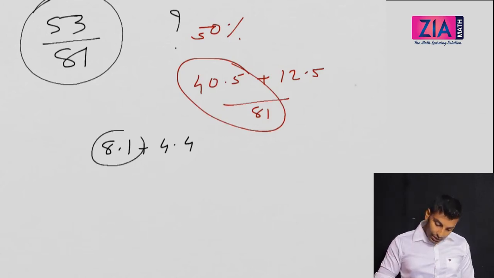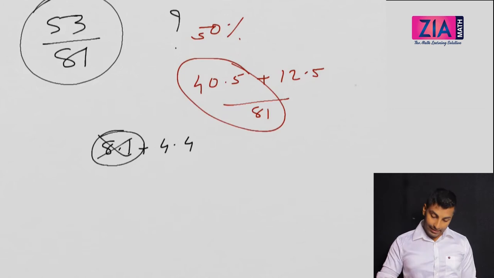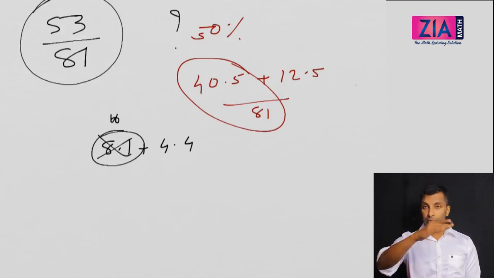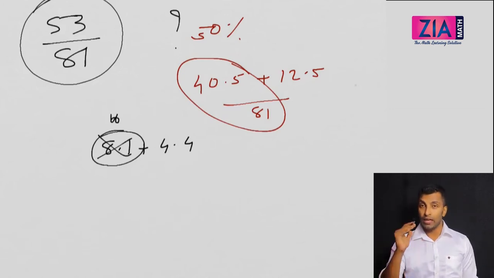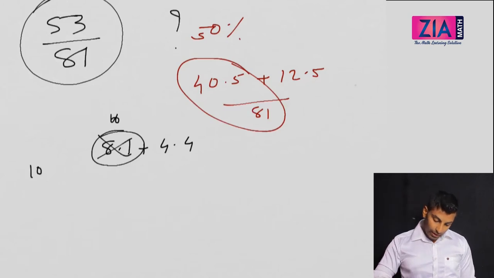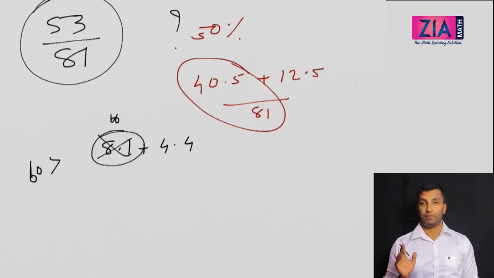So this actually is taken away, right? That is 10%. So we already got 50% and now we got 10%. So you understood that this is going to be greater than 60%.